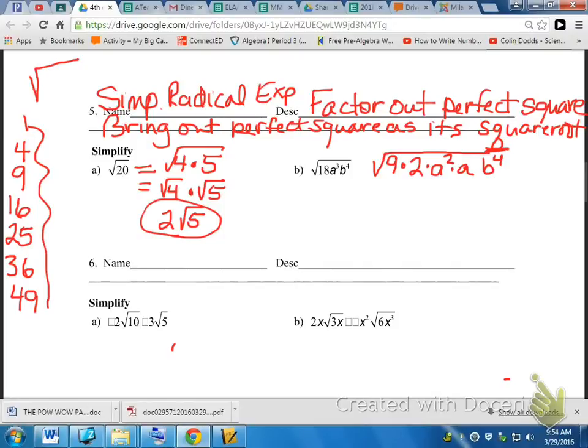Okay, so here's what I'm going to do. Anything that is a perfect square, I'm bringing it out. So square root of 9, square root of a squared, and square root of b to the 4th. Everything else is going to stay inside, which would be the 2 and the a.